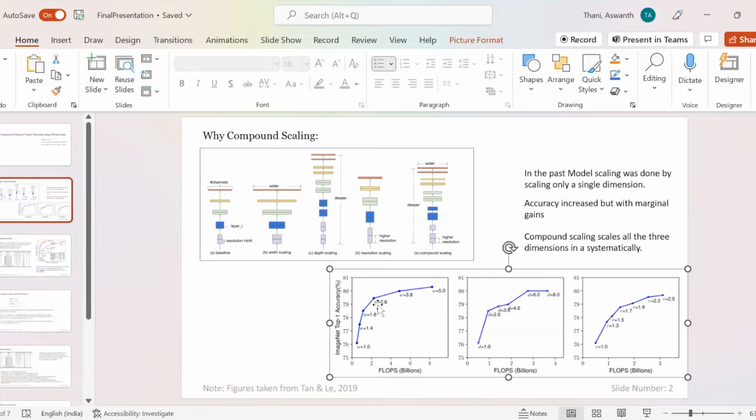But the problem with this type of scaling individual dimension can be seen from this figure. As we can see, the accuracy is indeed increased by scaling either of the dimensions, but as soon as the FLOPs increase, we get only diminishing returns. So the solution to this problem is compound scaling, where we parallelly scale the width, the resolution, and also the depth of the network systematically and parallelly.